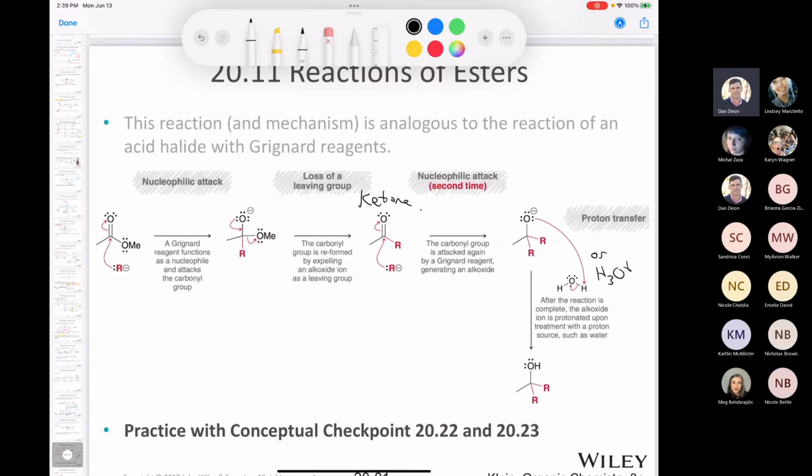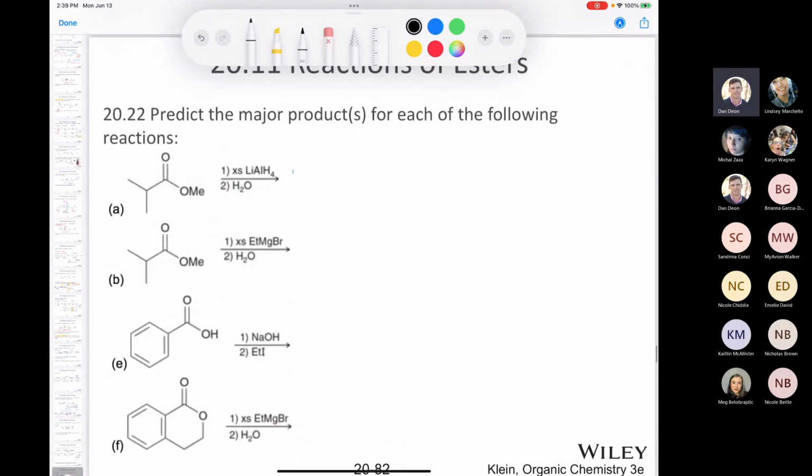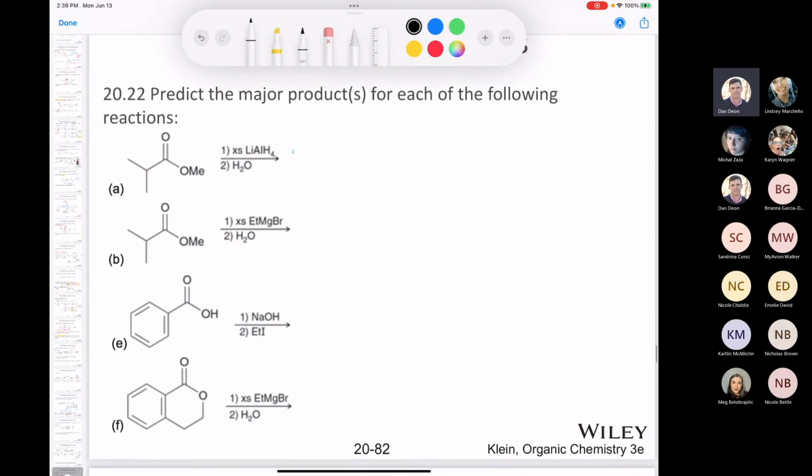Is that enough chemistry to try some practice? I think it's more than enough. So let's give it the old college try here. We've got an ester in A, and we want to reduce that with lithium aluminum hydride. So what we end up doing with an ester is we reduce it to a primary alcohol with lithium aluminum hydride. So let's draw that primary alcohol.